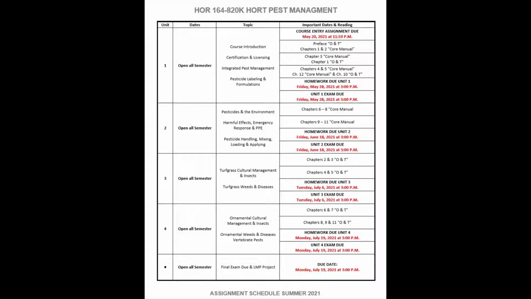Unit 3, we're going to talk turf grass cultural management and insects, and then the weeds and disease. Here's your chapters. Homework due for Unit 3, Tuesday, July 6th at 3 p.m., and Tuesday, July 6th at 3 p.m. for the unit exam. This one is due on a Tuesday.